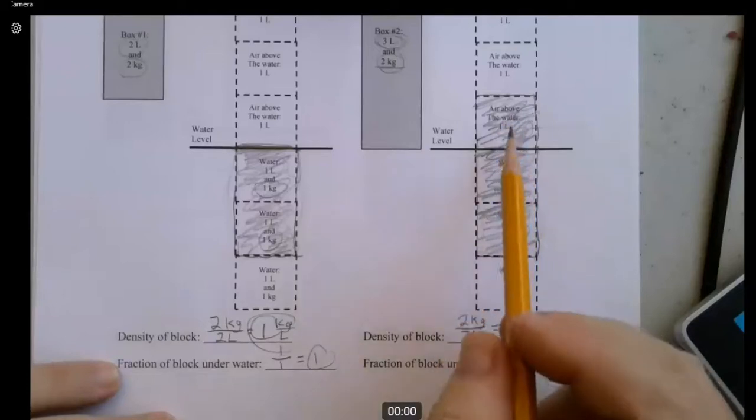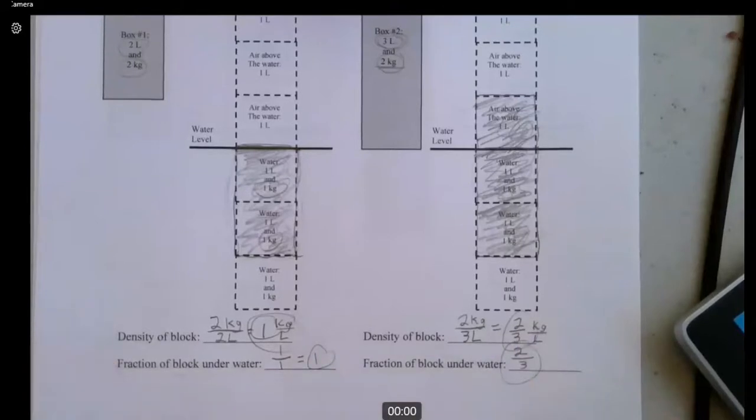Well, look at this. There's 3 boxes. This block fills up 3 boxes, and 2 of them are underwater. So that means 2/3 of the block is underwater, and you'll notice that's the same as the density. Same number as the density. Okay, this isn't too hard. Let's do another.